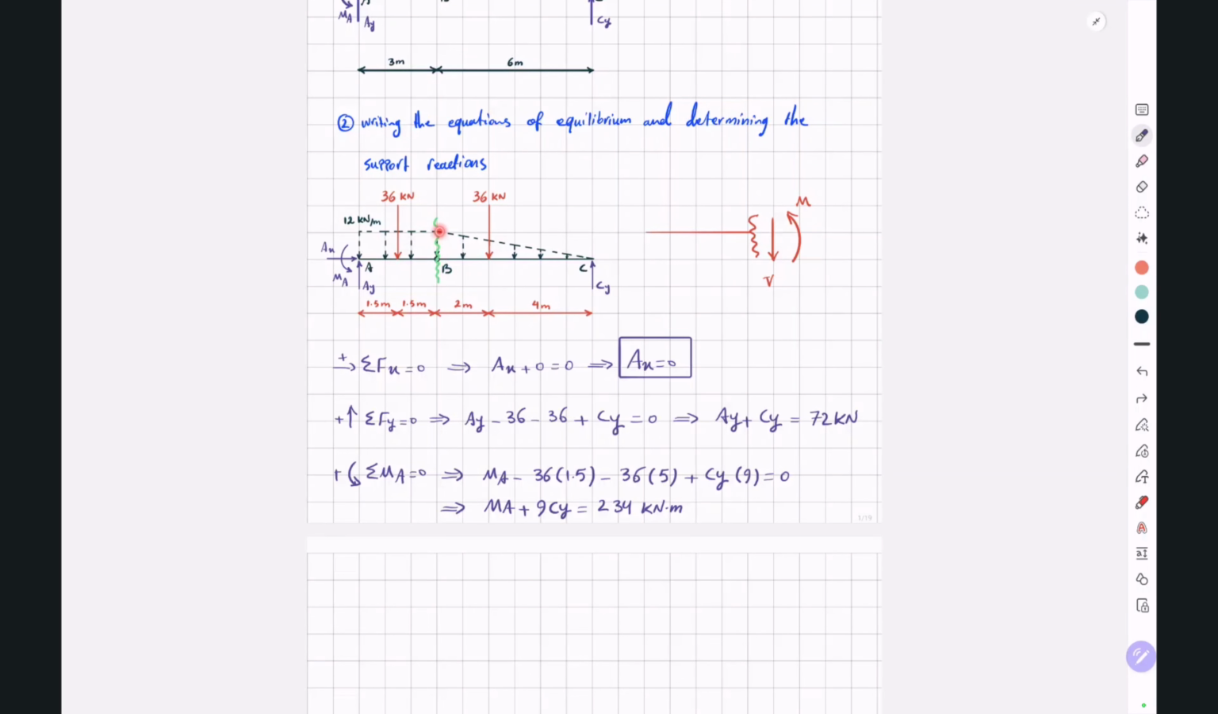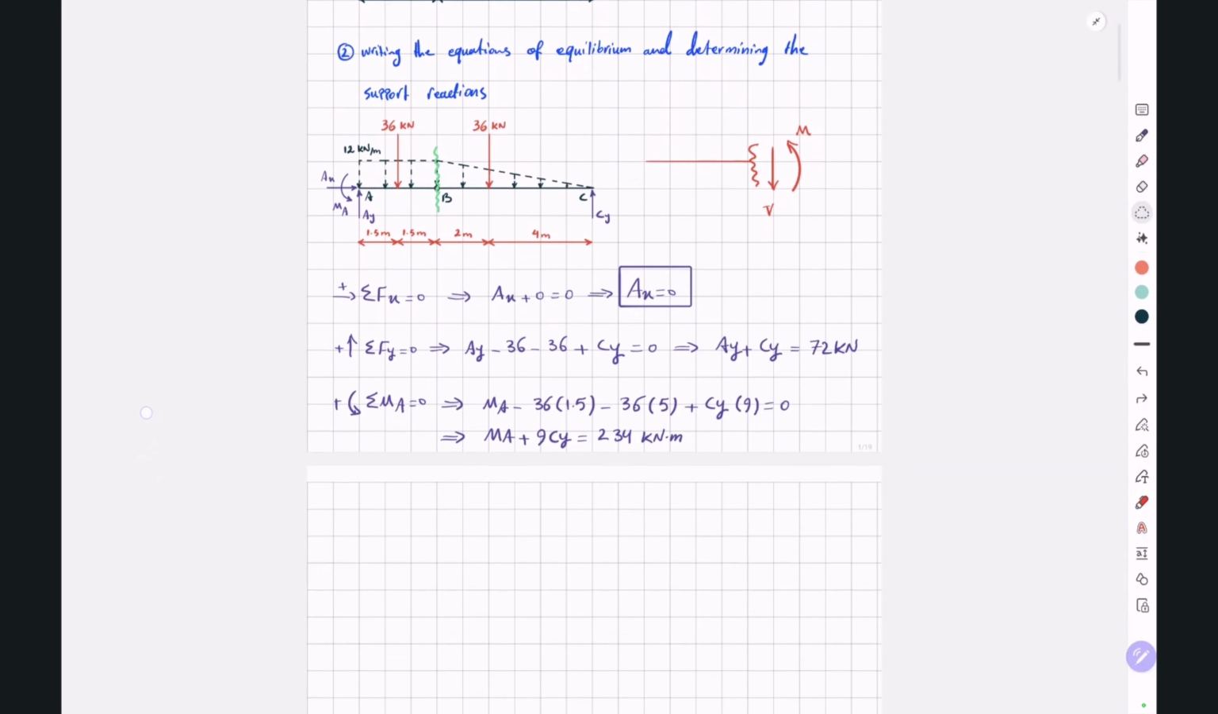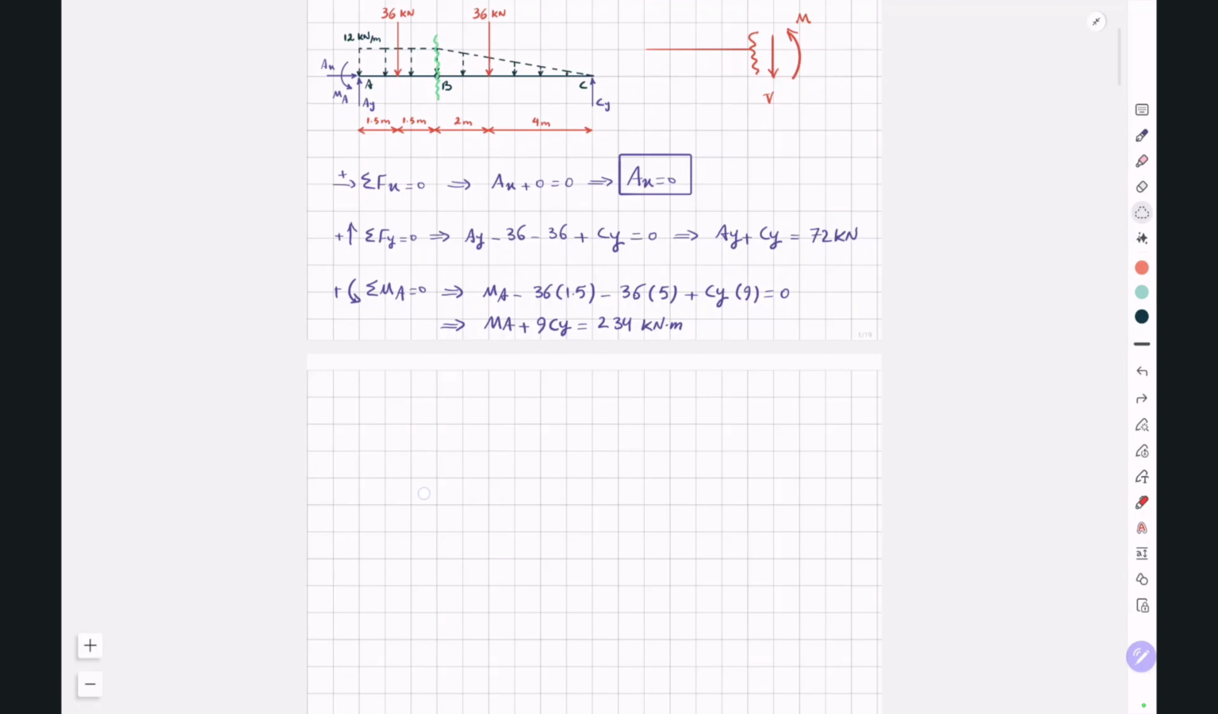Now, if we cut the beam at this point B, we're going to have two cut segments. So this will be our left cut segment. We have a downward shear force, which we call VB, and we have a counterclockwise moment, which we call MB, and our right cut segment will look like this. So we have an upward shear force and a clockwise moment.